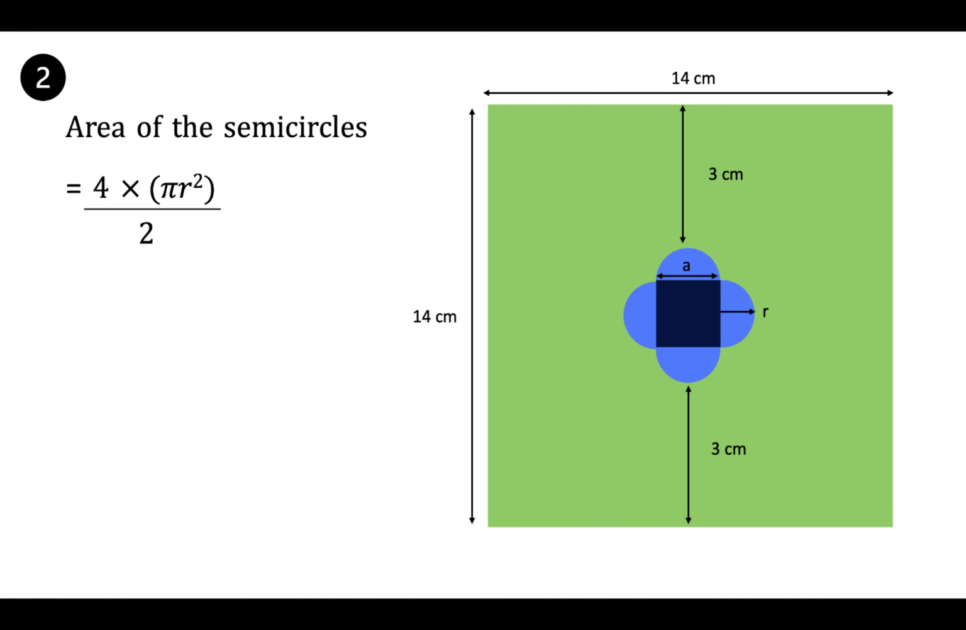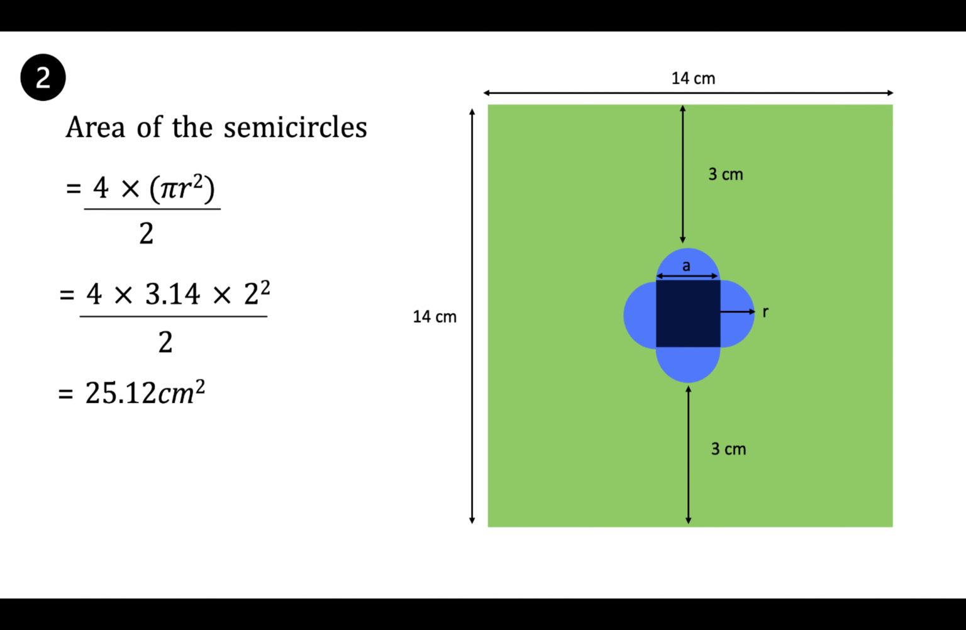Now let's calculate the area of the four semicircles. The area of the semicircles is nothing but 4 into pi r square by 2. Pi r square is the area of one circle, multiplied by 4 because there are four circles, but because there are only half of them, we divide by 2. So it is 4 into 3.14 into 2 square by 2. That works out to be 25.12 centimeter square. So we have calculated the area of the four semicircles.